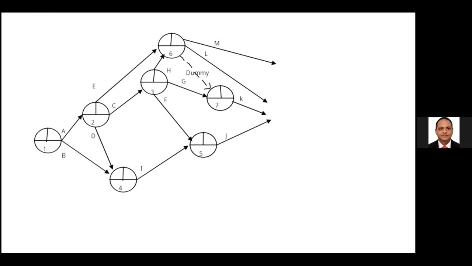Therefore, you have two options. Either you can complete M or L using the separate event. I like to complete M using the separate event. Then we should take it via the dummy, or either you can complete L separately and take L to the last event via the dummy.